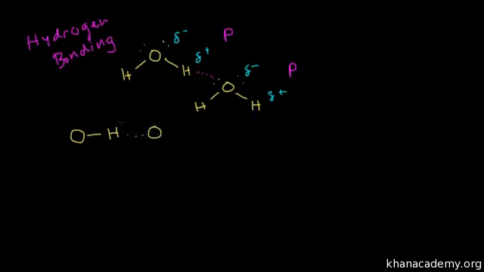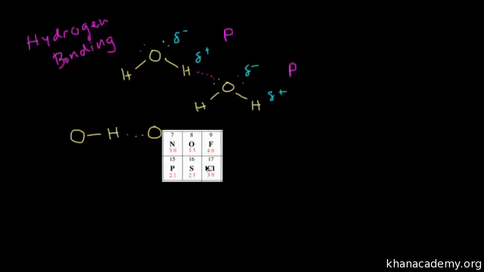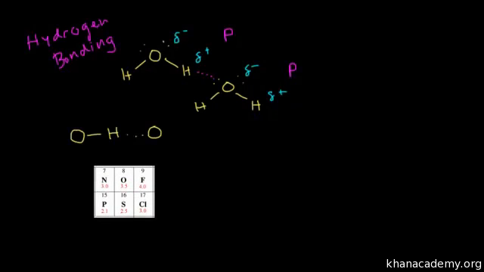We can see that hydrogen is bonded to one oxygen in one molecule, and then it is interacting with the oxygen of another molecule. So the trick to hydrogen bonding is you must have two electronegative atoms involved. If you don't have two electronegative atoms involved, it will not be hydrogen bonding. So let's refresh our memory about the most electronegative atoms on our periodic table.